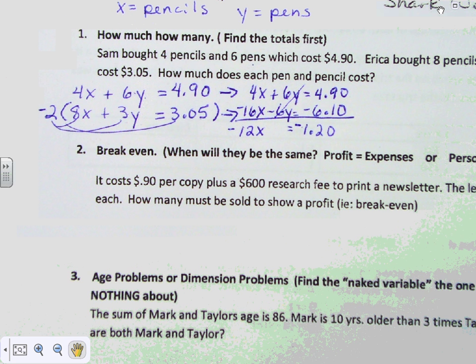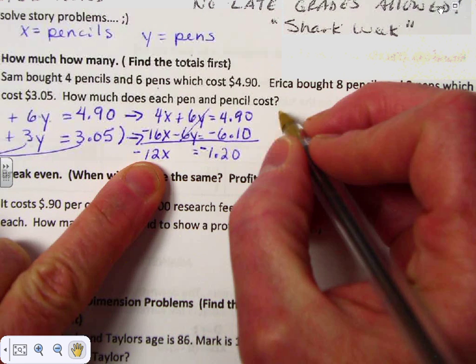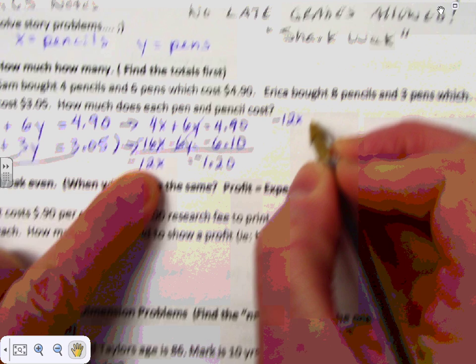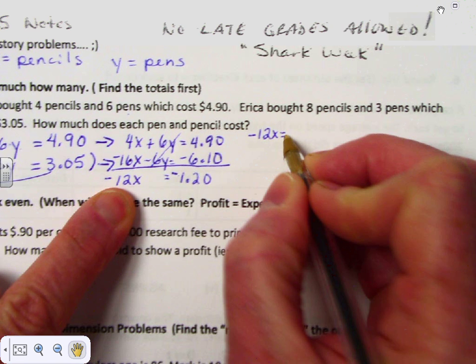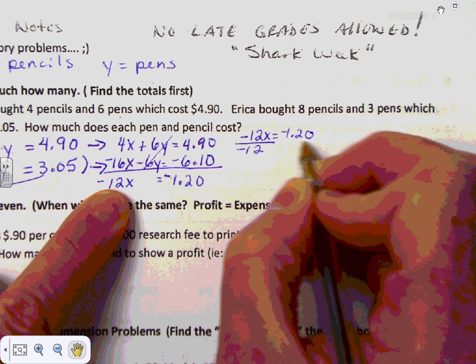All right. How do I get the X truly by itself now? Okay, so that'll be the next step. So here's my negative 12x equals negative 1.20. I'm going to divide both sides by that negative 12.